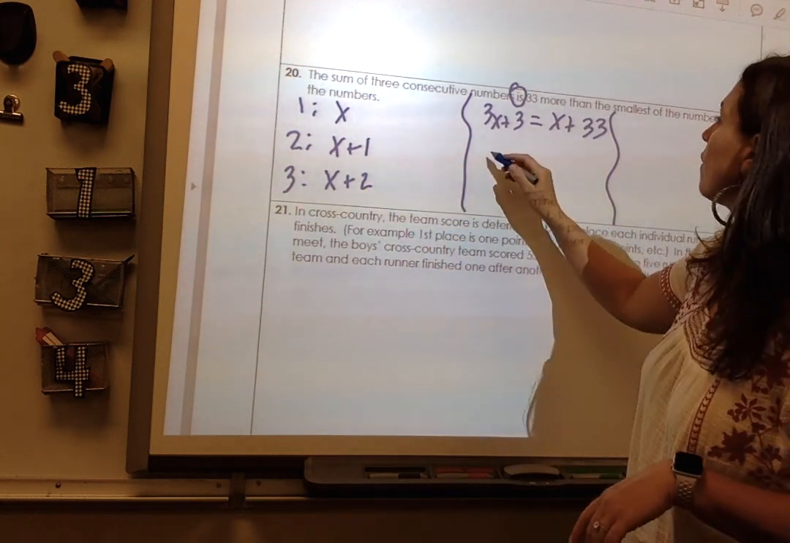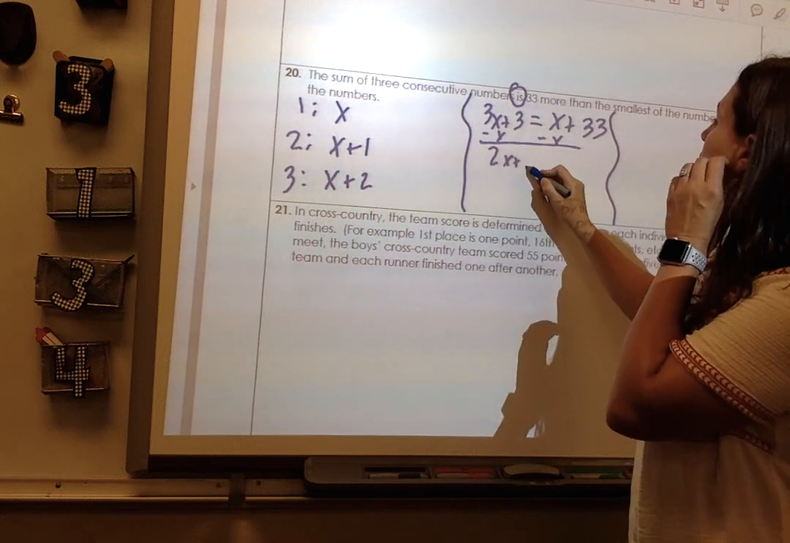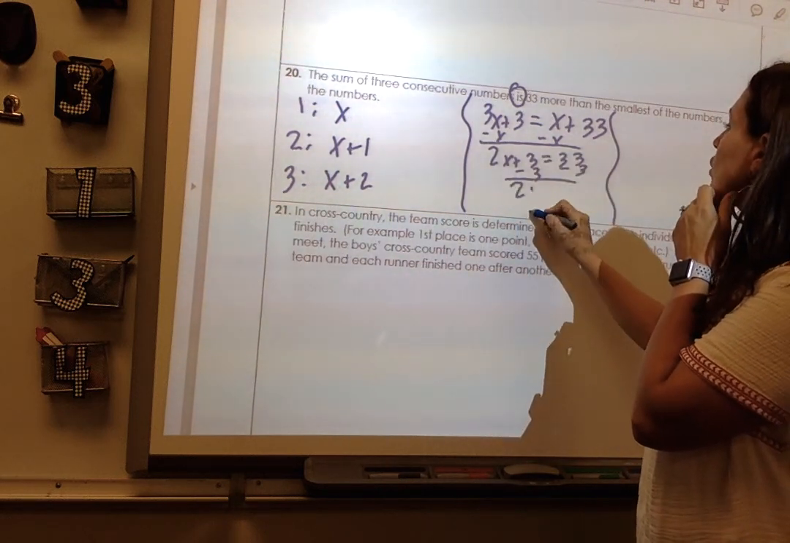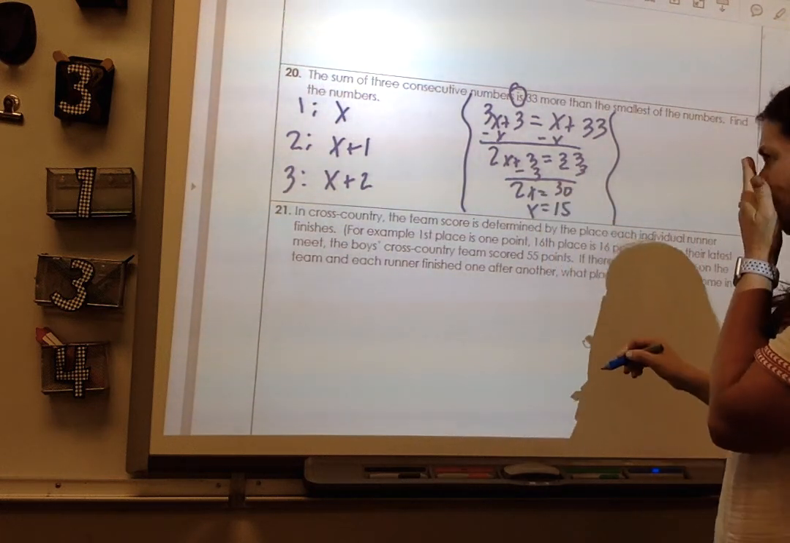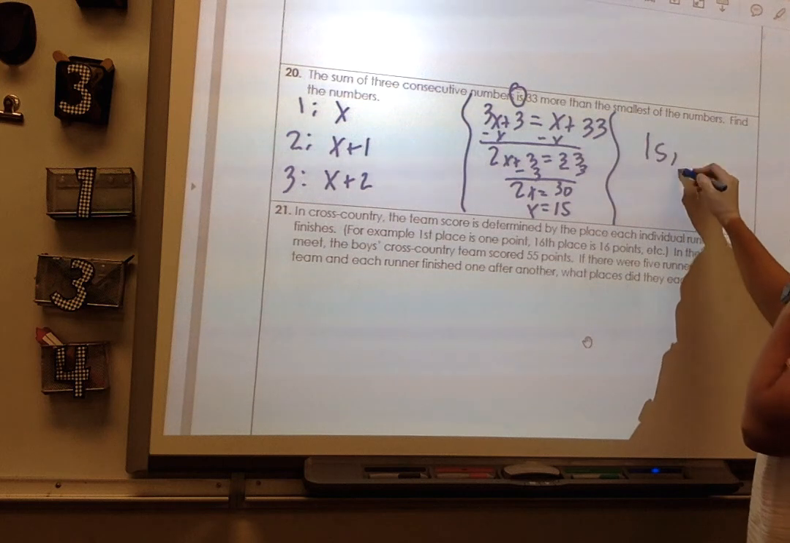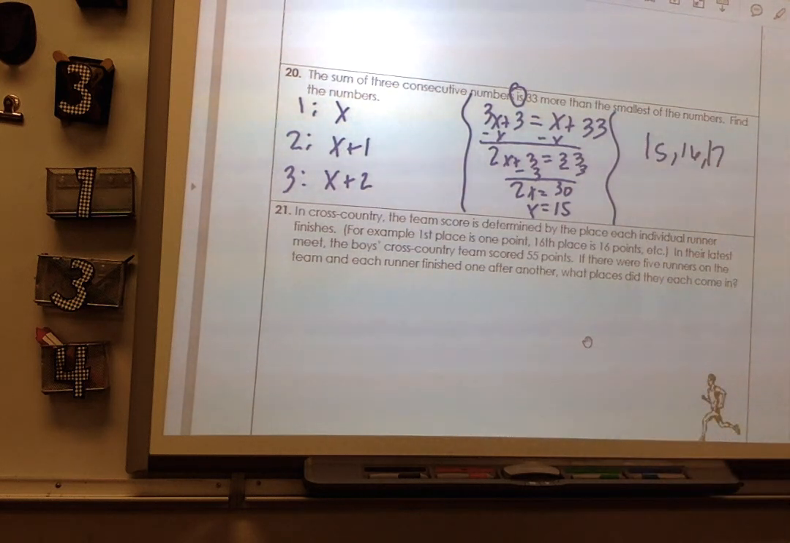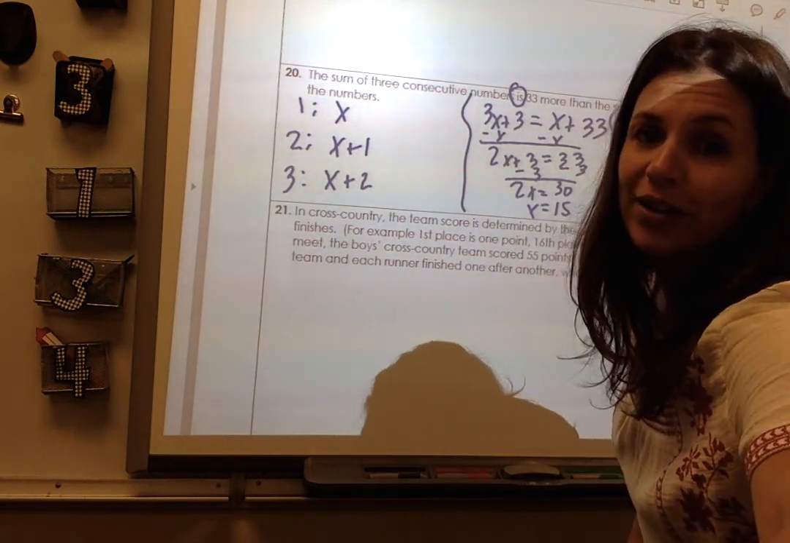And now I can solve, and I subtract x on both sides to get 2x plus 3 equals 33, minus 3. I get 2x equals 30, x equals 15. So 15, 16, and 17 are my numbers there. Okay? So if you have questions on any of those, let me know. But otherwise, good luck on your homework.